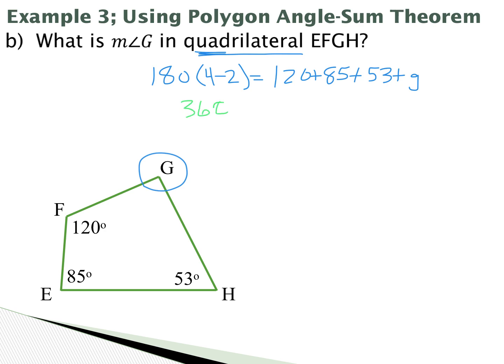360, equals 120 plus 85 plus 53, which is 258, plus the G. And we're solving for G, so we're going to subtract the 258 over. So G equals 102 degrees.